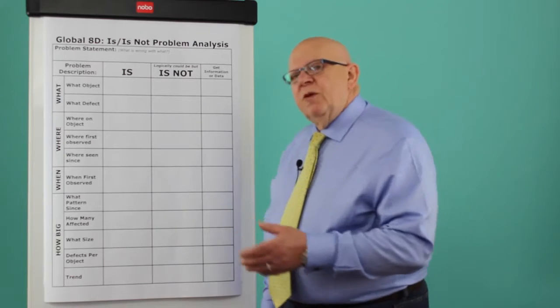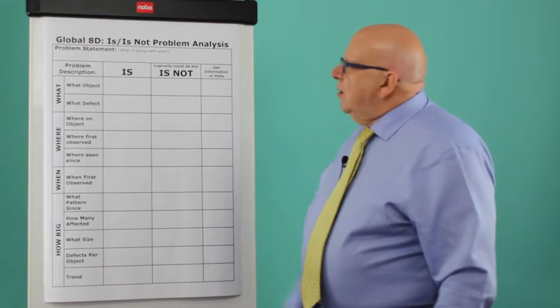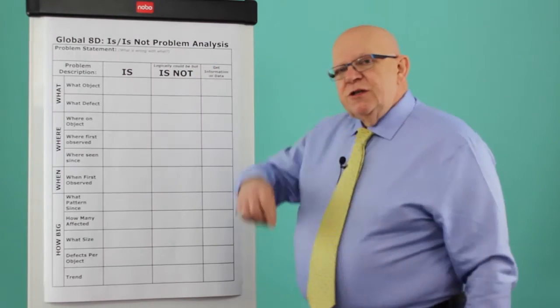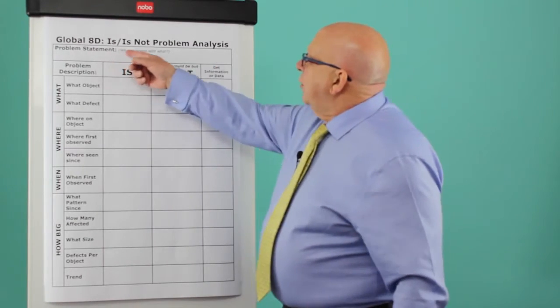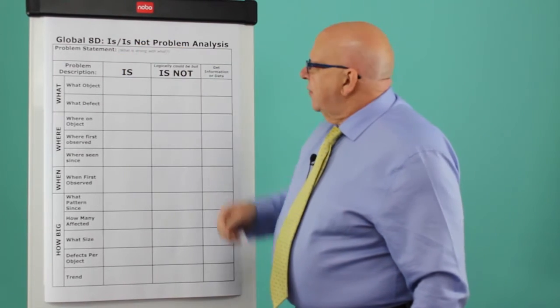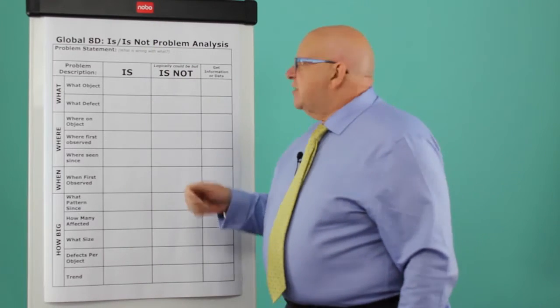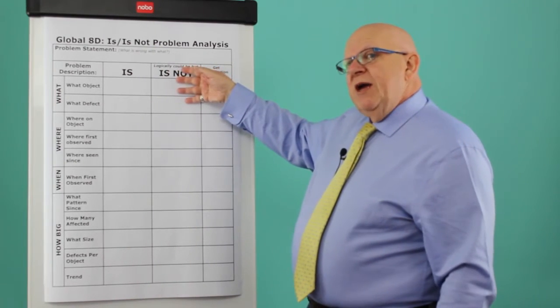Okay, so let's get into problem description. And describing the problem uses the is not template. What we have up here is the problem statement. So using the car example, what is wrong with what? We put car will not start. So that's what goes up there. Down this side, we've got what the problem is. And on this side, we've got what the problem logic could be, but is not.